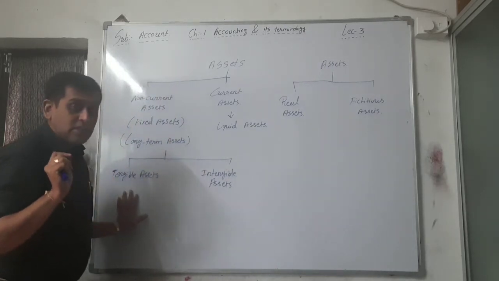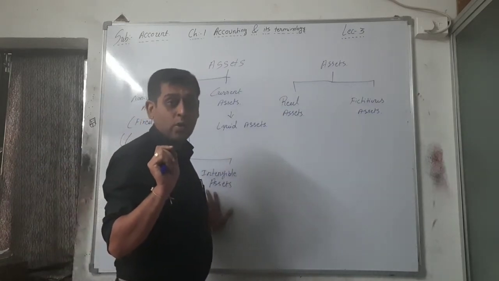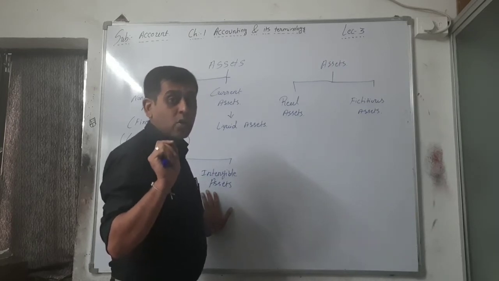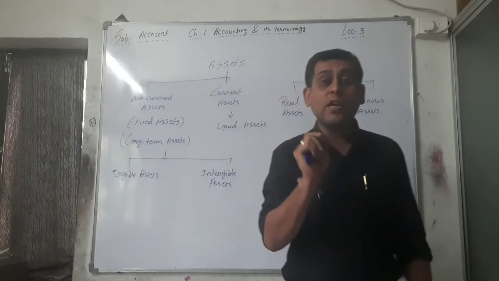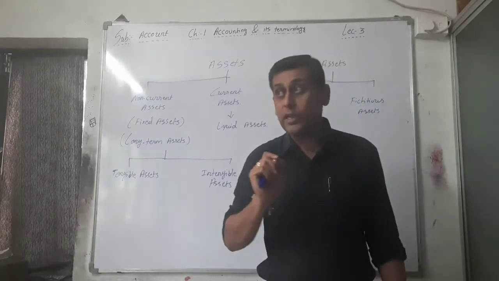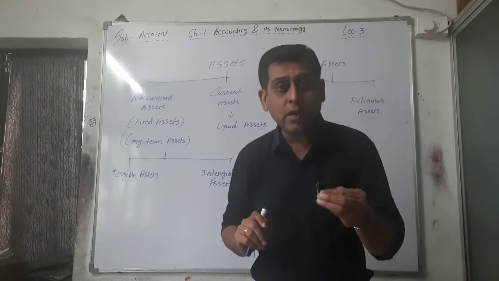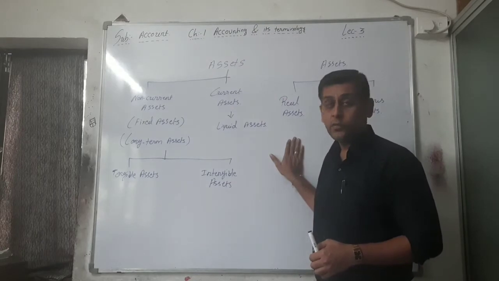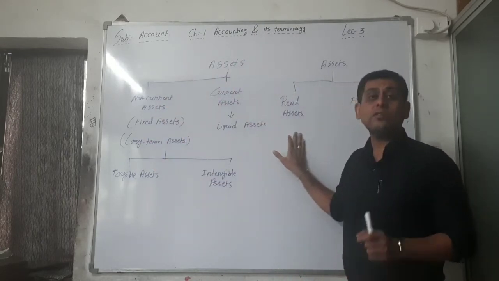See here, tangible assets have value, and intangible assets also have their value. Goodwill, copyright, you can purchase, you can sell. That's why they are also your assets. Whatever assets have a value in reality, an economic value, that means you can purchase or sell by giving money or you can measure in money, that is called real assets. So these all are the sub parts of real assets.